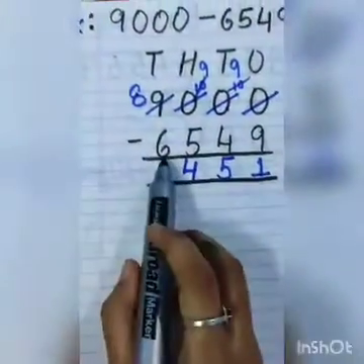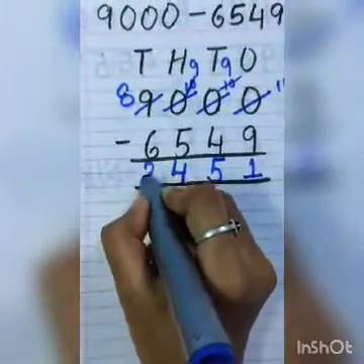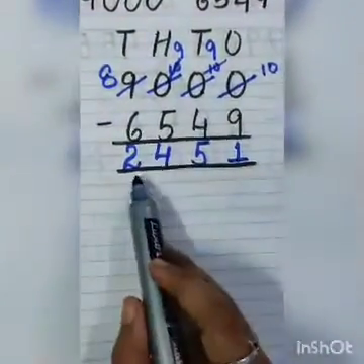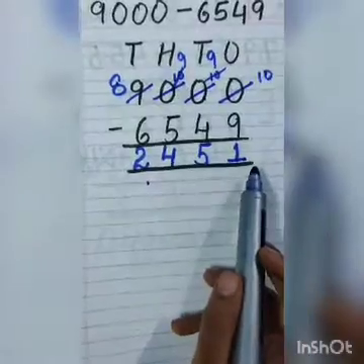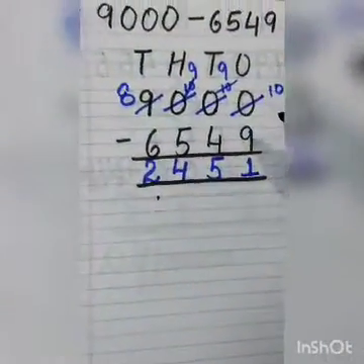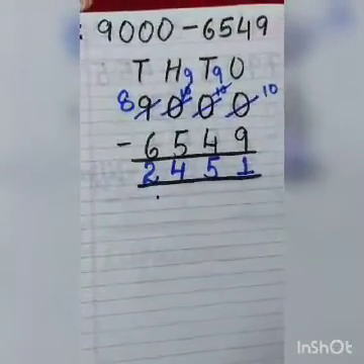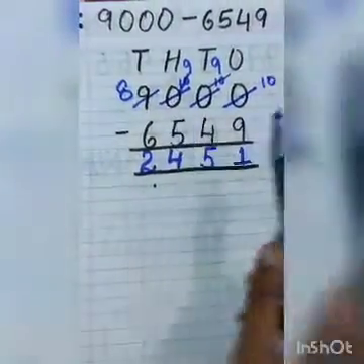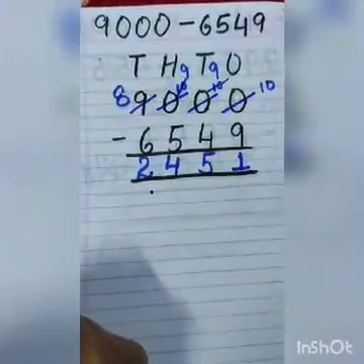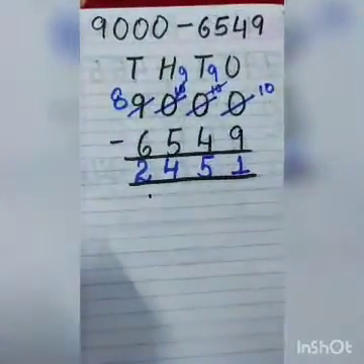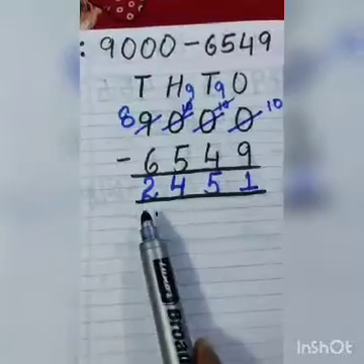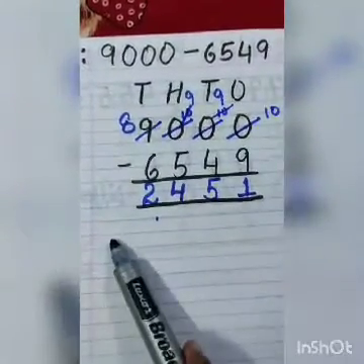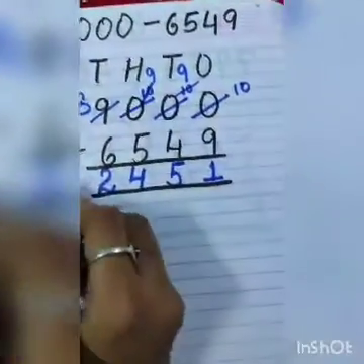8 minus 6 is 2. So, the answer for this sum is 2451. It was not possible for 0 to give away 9 from it, so we started taking a borrow from the other number at its left side. So, we got the answer as 2451, which is also known as the difference.